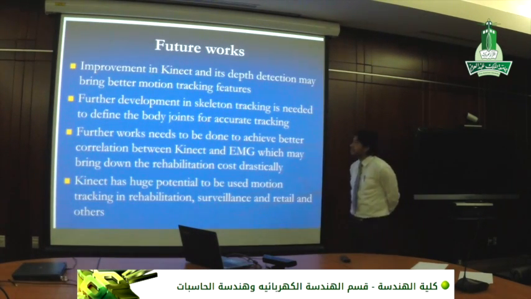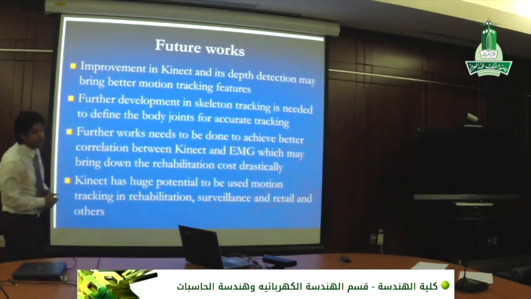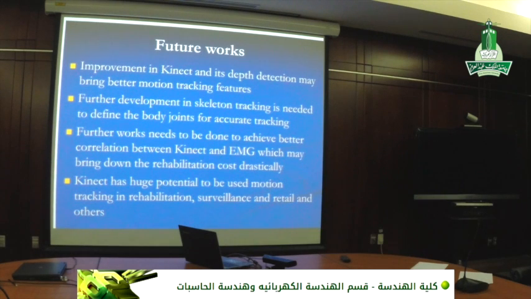Future works. This is one of the key things that at least we would like to see happening in the Kinect. Improvement in Kinect as hardware as well as its software would be much appreciated for its depth detection, bringing better motion tracking facility, because with each further release, the SDK provided by Microsoft brings up some new features. Further development in skeletal tracking is needed to define the body joints for accurate tracking.